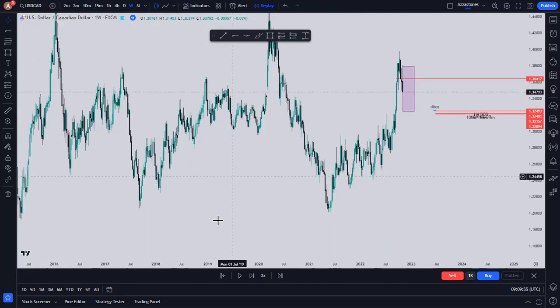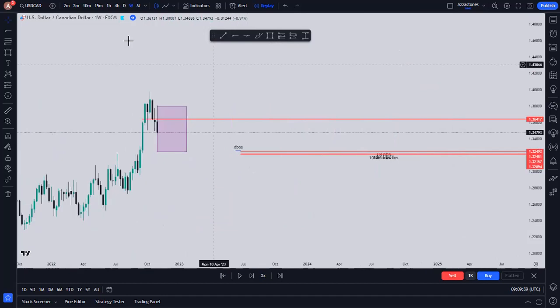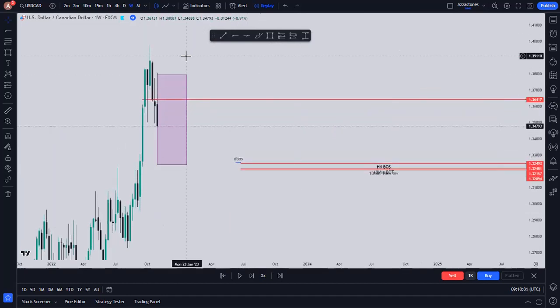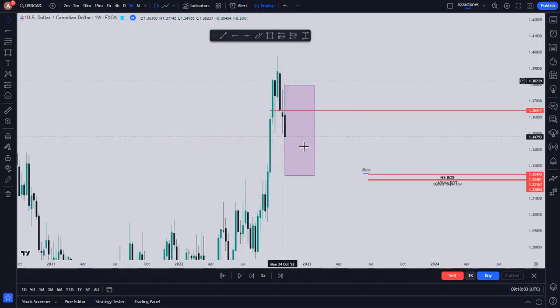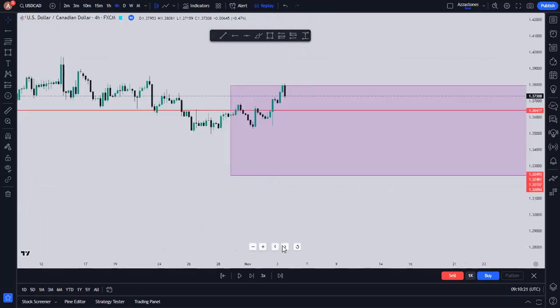Okay, I think now you get the point of what I mean. So now we are just going to focus around here: this was a break of structure on the weekly time frame. And what happened after this break of structure, we were just waiting for the lower time frame, specifically daily and 4-hour, to break the structure so that we can rally into the downside. And that is what happened on the lower time frame, specifically the 4-hour time frame.